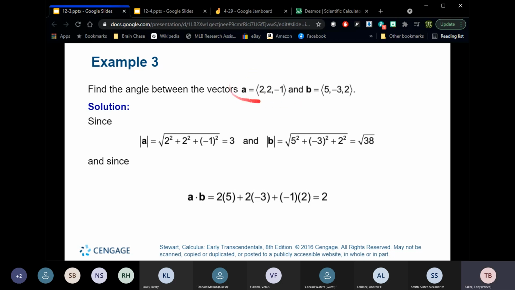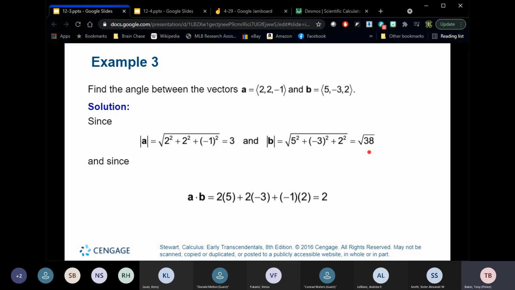So if we have vector A and vector B, and we want to find the angle between them, the first thing I need to find is the length of A and the length of B. Remember, the length is just, we take each of the parts and square it, add them, and then take the square root. So 2 squared plus 2 squared plus -1 squared is 9. Square root of 9 is 3. Then 5 squared plus -3 squared plus 2 squared, we sum those together and we get the square root of 38.